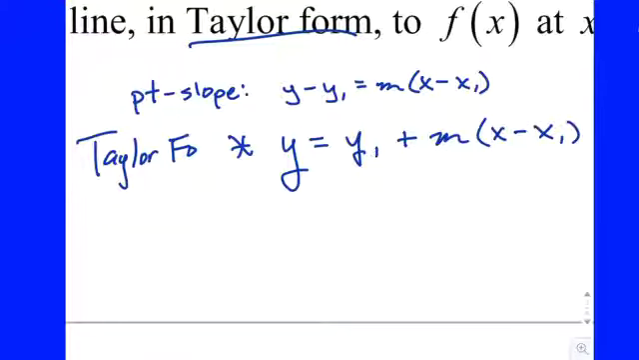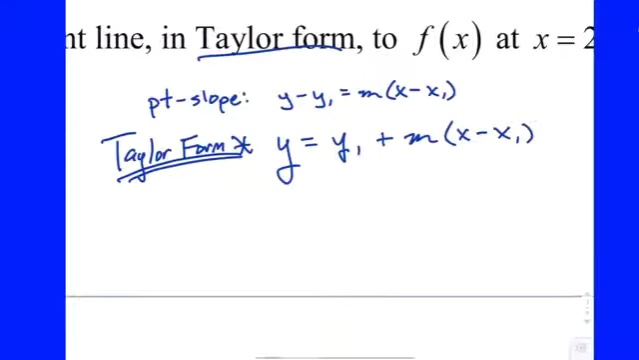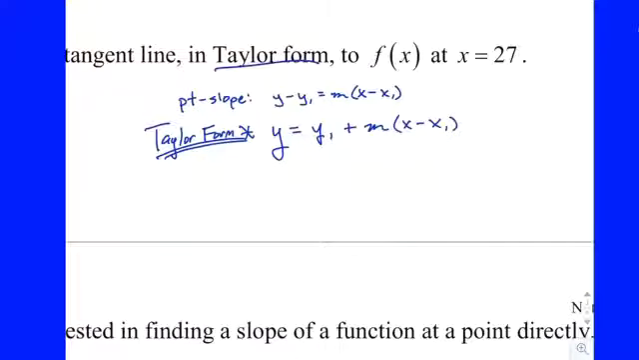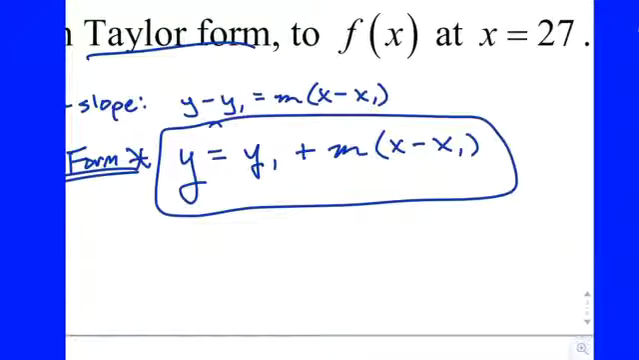Taylor is named after a guy named Brook Taylor, and at the end of the year, when we learn Taylor polynomials, you'll see why this is called Taylor form. He writes his polynomials in increasing order, essentially. So we have y sub 1, which is the constant, plus the slope times x minus x sub 1, which is x to the first, and later on we'll have x squared, so on and so forth. It's already solved for y, which is good, because if we ever wanted to graph these in our calculator, Taylor form is ready to go. So there's Taylor form. Memorize it. We'll be using it quite a bit.